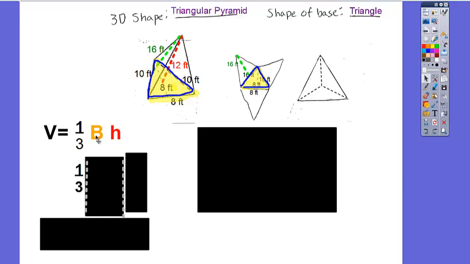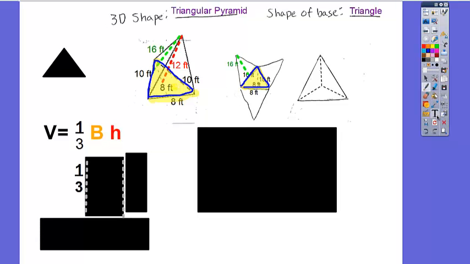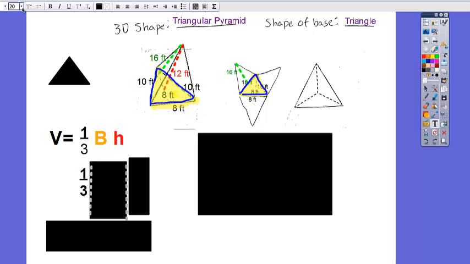Big B stands for area of the base. So if I look at my base, what shape is my base on this? It's the triangle, and in particular, it's the triangle at the bottom. So again, instead of dealing with the whole shape, I'm going to go ahead and just draw my triangle off to the side. This is my base here, and I'm going to label that so that I don't have to think about it. I just know exactly what numbers go where.